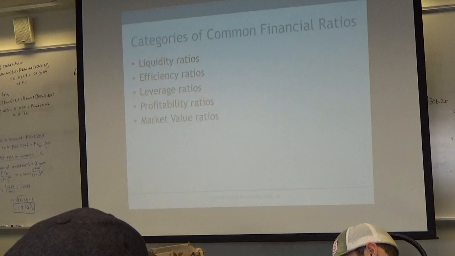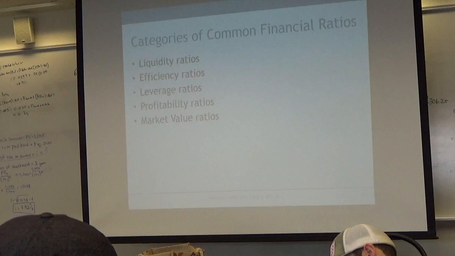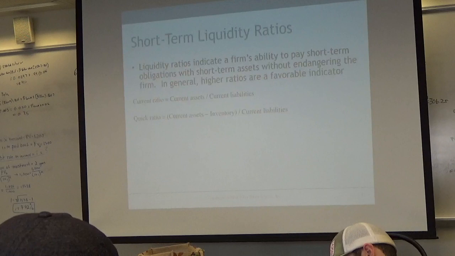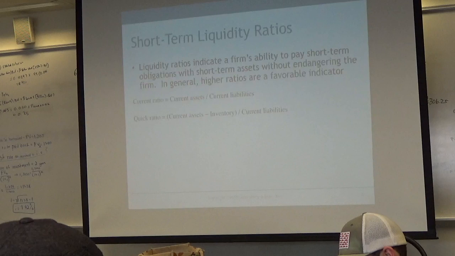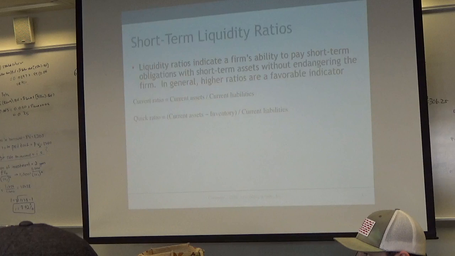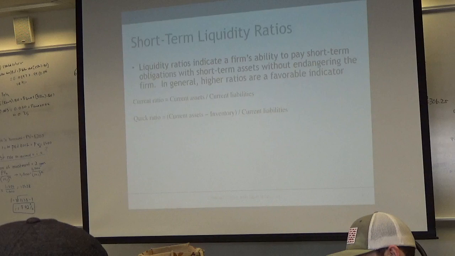The categories of common financial ratios are liquidity ratios, efficiency ratios, leverage ratios, profitability ratios, and market value ratios. The first one is short-term liquidity ratios. Liquidity ratios indicate a firm's ability to pay short-term obligations with short-term assets without endangering the firm. In general, higher ratios are a favorable indicator. The current ratio equals current assets divided by current liabilities, and the quick ratio is current assets minus inventory, divided by current liabilities.